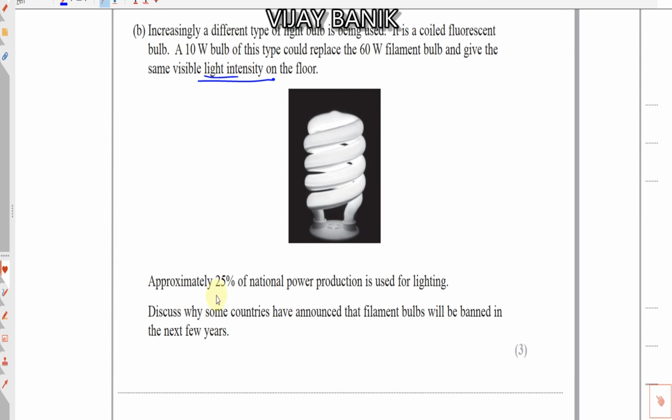Approximately 25% of the national power production is used for lighting. Discuss why some countries have announced filament bulbs will be banned in the next few years. One reason is that filament bulbs get heated a lot. Less light is produced, most of the electrical energy gets wasted in the form of heat, more fossil fuel is burned, more carbon dioxide is released, and therefore it causes global warming. So that is the reason.